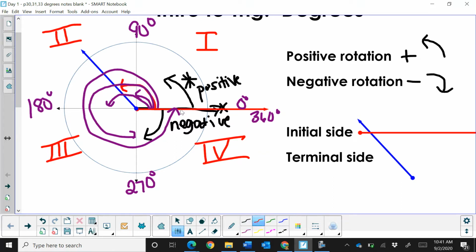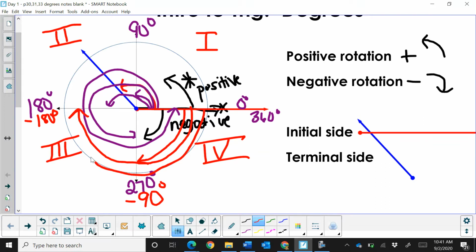Now let's look at some negative angles. So if we're going to rotate a negative 90, it just means we're going to start on the x-axis and go backwards 90 degrees. So this 270 is also known as negative 90 degrees. If we have a negative 180, we're going to rotate all the way to the x-axis, but in the opposite direction. So this also represents negative 180.